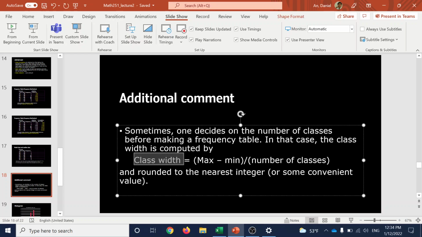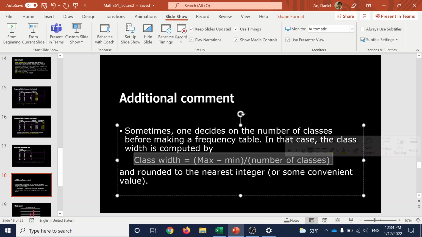So in that case, the formula to use would be class width equal to maximum value minus minimum value divided by the number of classes.